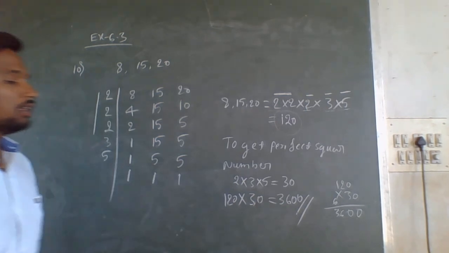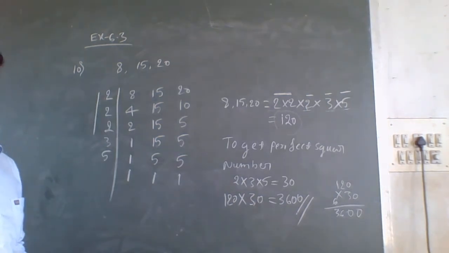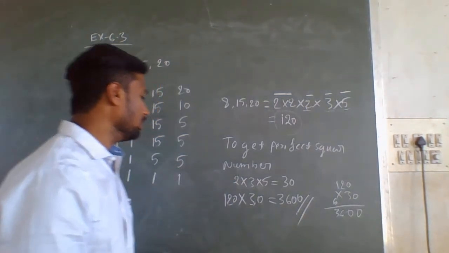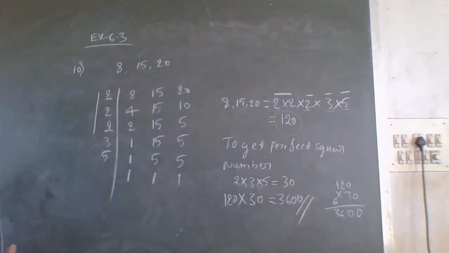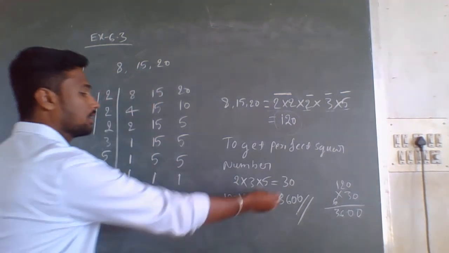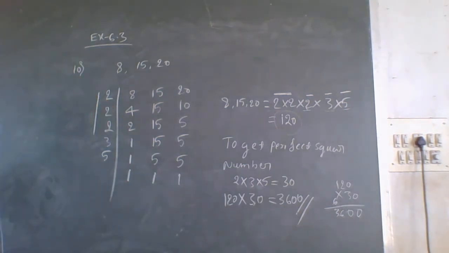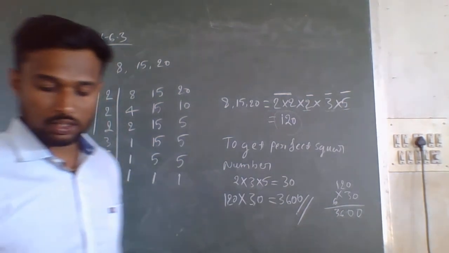Therefore this 3600 is the perfect square number which is divisible by 8, 15 and 20. So here 3600 is the answer. I hope you are clear with these problems.